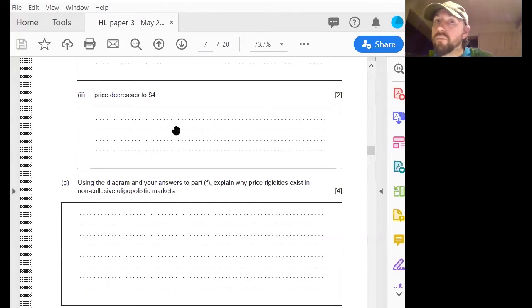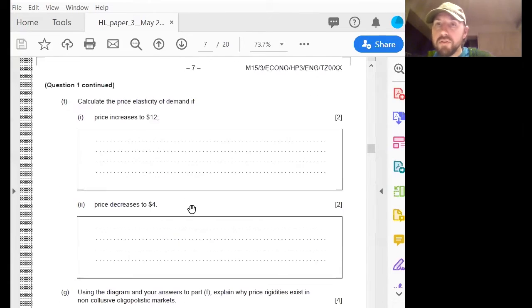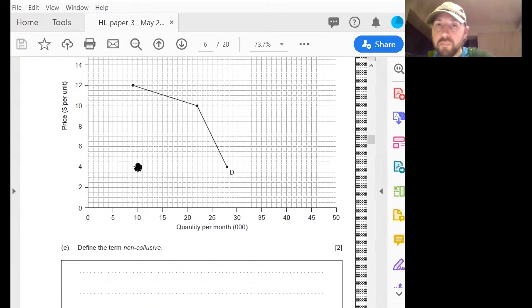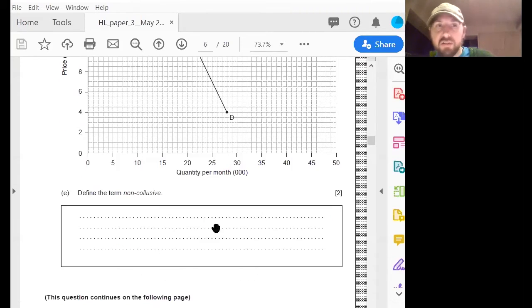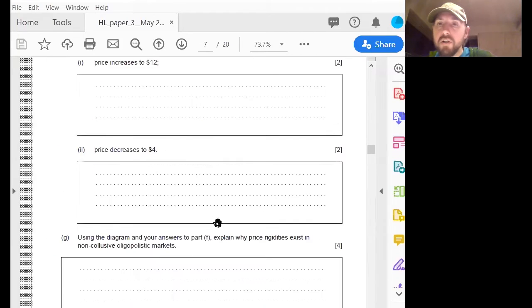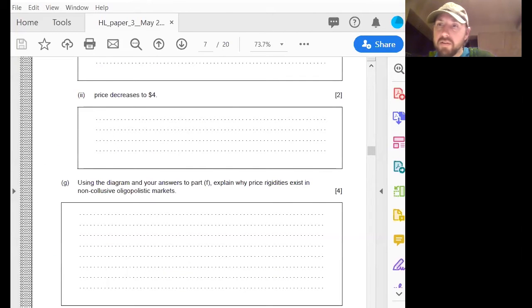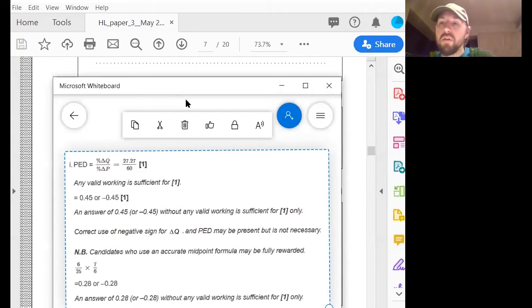And so for the second one, price decreases to 4. So going back to this, okay, your price was 10, quantity is 22-ish. Your price goes down to 4, so output goes to 27-ish, around there. So calculate that. You're going to get an elastic number, and here's what IB says. And you notice it's 0.28.